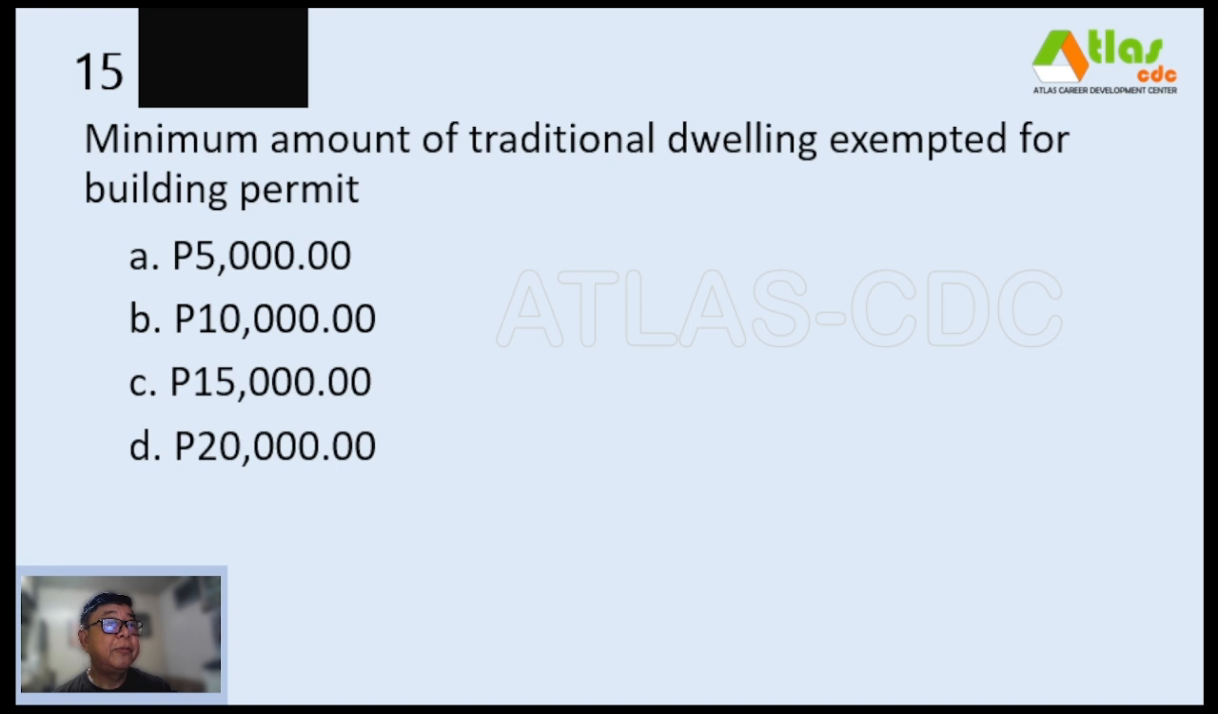Number 15, minimum amount of traditional dwelling exempted for building permit. A. 5,000, B. 10,000, C. 15,000, and D. 20,000.